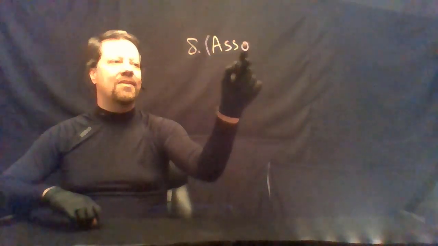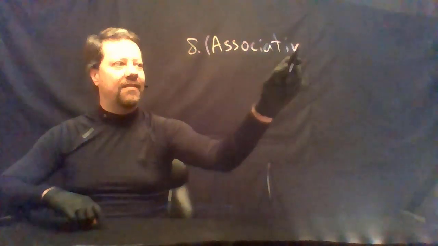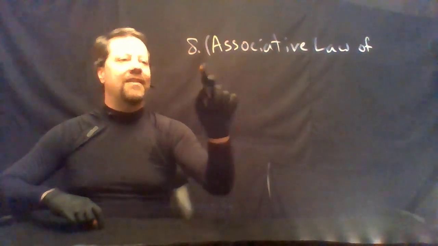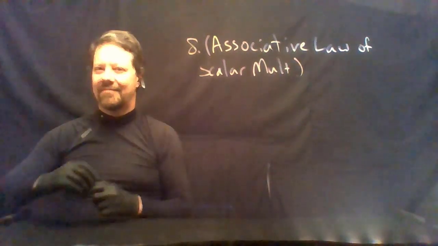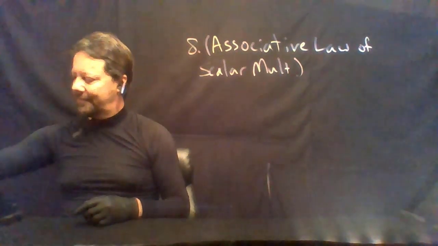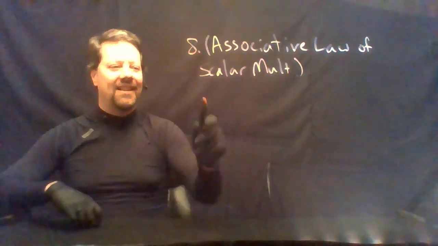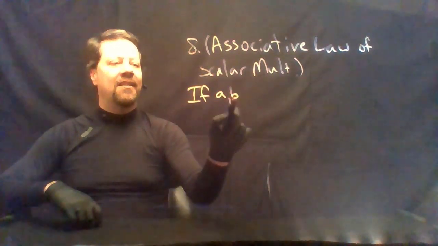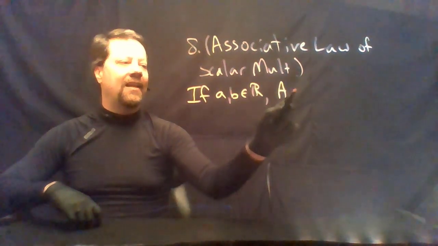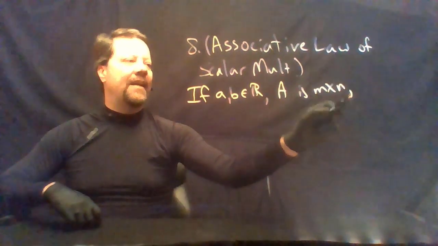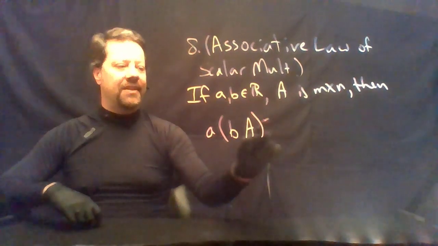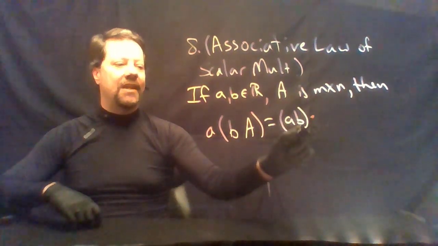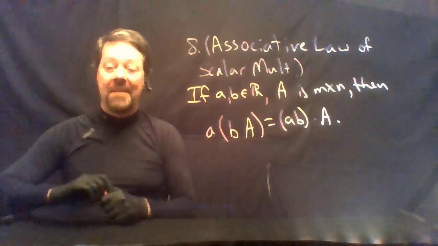There is, of course, an associative law of scalar multiplication. It goes like this. If a and b are real numbers and A is m by n, then a times b times the matrix A gives you the same thing as if you multiply the scalars together first and then times the matrix A. That leaves 2 more properties.